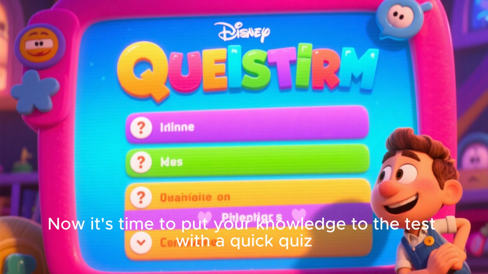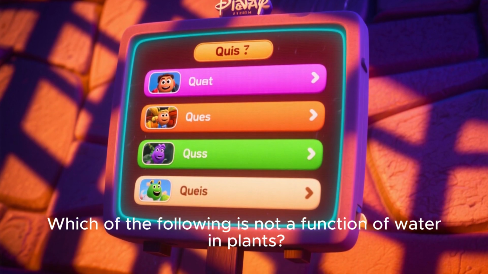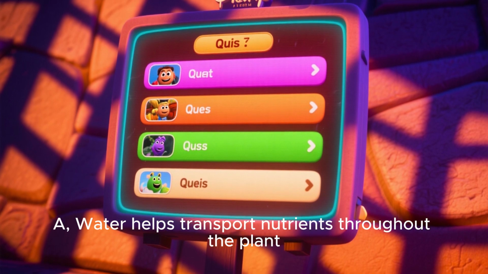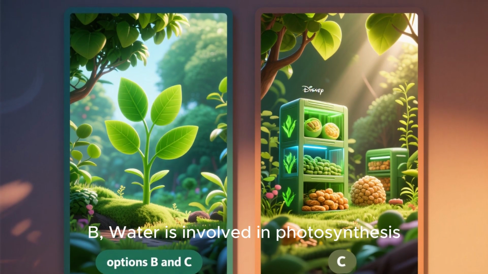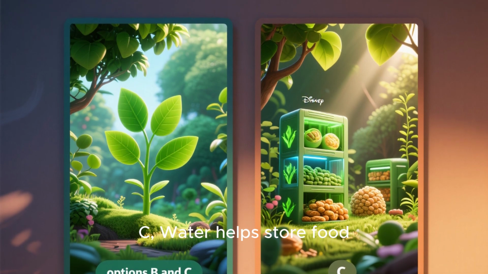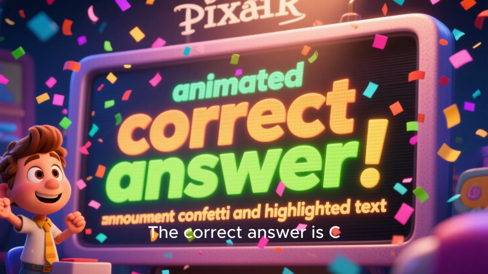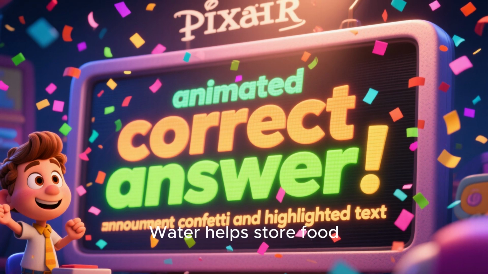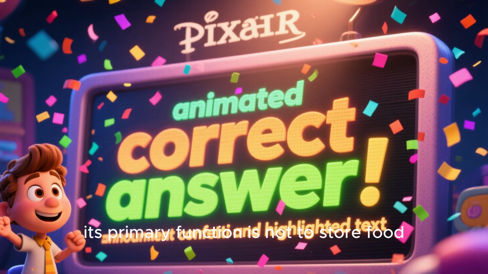Now it's time to put your knowledge to the test with a quick quiz. Which of the following is not a function of water in plants? A. Water helps transport nutrients throughout the plant. B. Water is involved in photosynthesis. C. Water helps store food. D. Water helps regulate the temperature of the plant's cells. The correct answer is C. Water helps store food. Although water does help store nutrients, its primary function is not to store food.